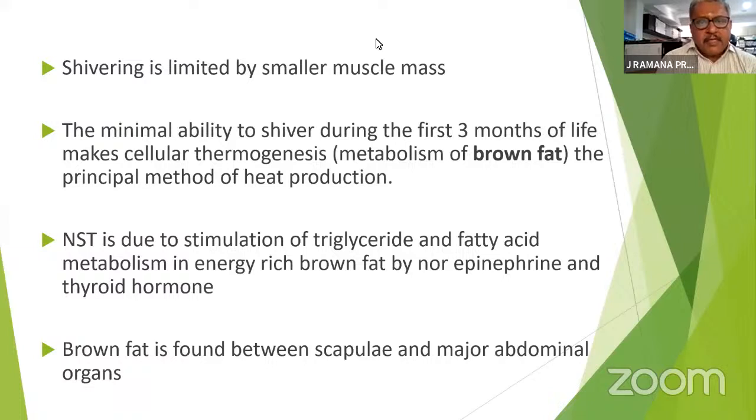Shivering is limited by smaller muscle mass. The minimal ability to shiver during the first 3 months of life makes cellular thermogenesis, metabolism of brown fat, the principal method of heat production. Brown fat is found in between the scapulae and above the major abdominal organs like the adrenal. Non-shivering thermogenesis is due to stimulation of the triglyceride and fatty acid metabolism in energy-rich brown fat by norepinephrine and thyroid hormone. So, there are two methods of thermogenesis. One is shivering and the other is non-shivering. Non-shivering is metabolism of the fatty acids by norepinephrine and thyroid, whereas shivering is by cellular thermogenesis by metabolism of the brown fat, which is found in between the scapula and supraadrenal.